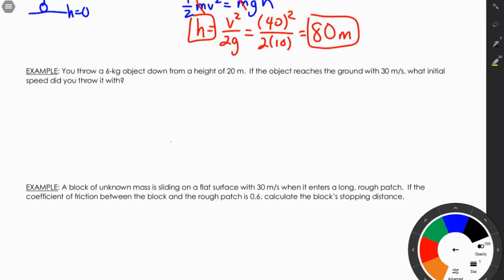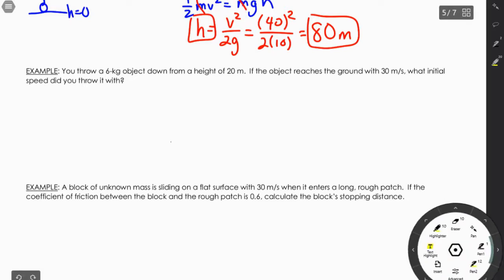Okay, so in our next question, we have a 6-kilogram object thrown down at a height of 20 meters. If the object reaches the ground with 30 meters per second, what initial speed did you throw it with? Again, guys, this is all process driven. Okay? So we're going to use our process.